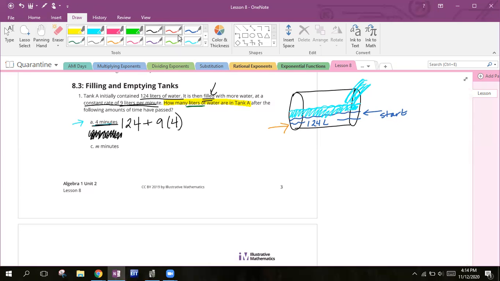Okay, so this right here is going to tell me how much water was filled up right there. Okay, but since it's adding on to the 124, we can't forget about that at the beginning of our equation. All right, so let's simplify that. I have the 124 stays the same, plus I have 9 times 4, which is 36. And then it wants to know how much was left in the entire tank. We're going to add those together.